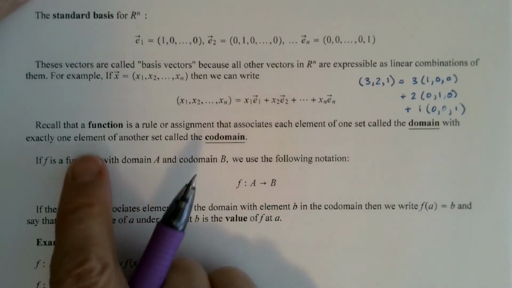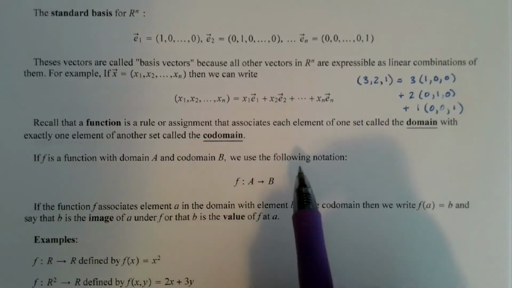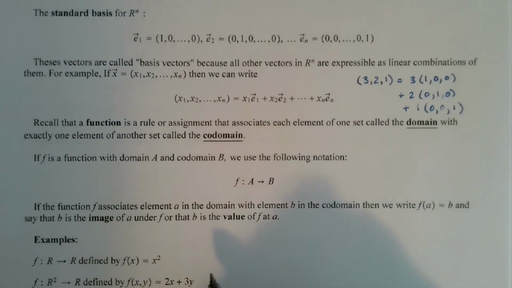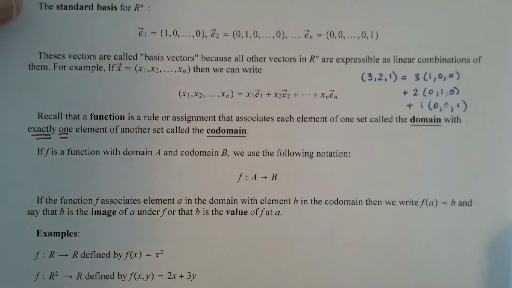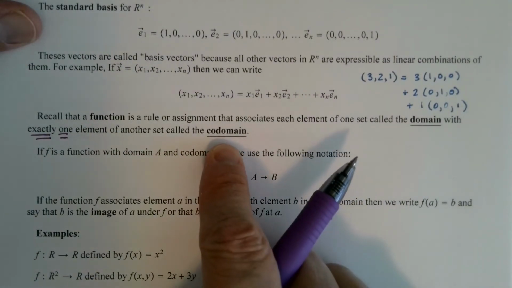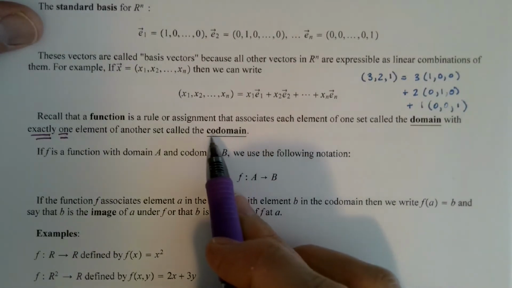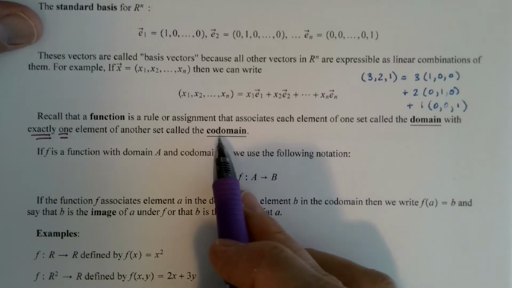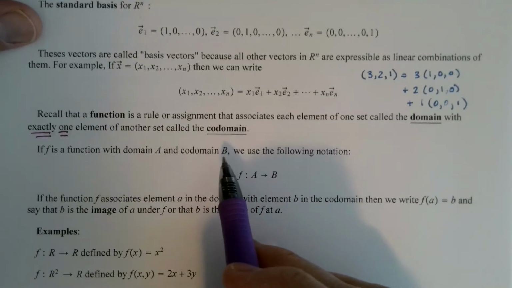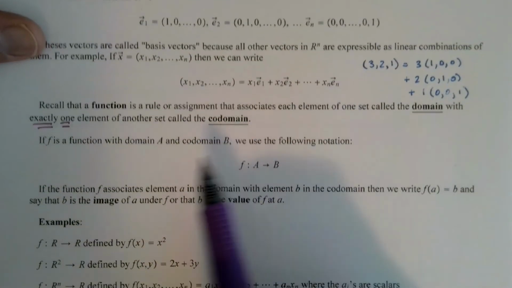Now, let's talk about functions. What is a function? A function is a rule or assignment that associates each element in one set called the domain with exactly one element of another set called the codomain. Some of you might be saying, I thought that was the range. I remember domain and range for functions. Well, we're going to make a distinction here. Codomain is going to be the other set for us here. Range we'll explain a little bit later.